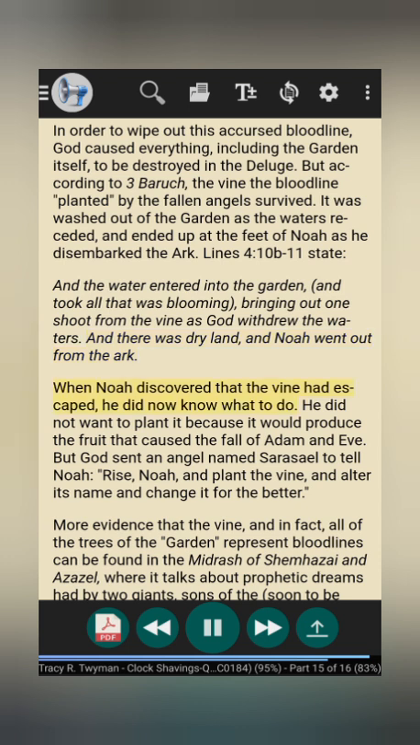When Noah discovered that the vine had escaped, he did not know what to do. He did not want to plant it because it would produce the fruit that caused the fall of Adam and Eve. But God sent an angel named Sarasiel to tell Noah, "Rise, Noah, and plant the vine and alter its name and change it for the better."